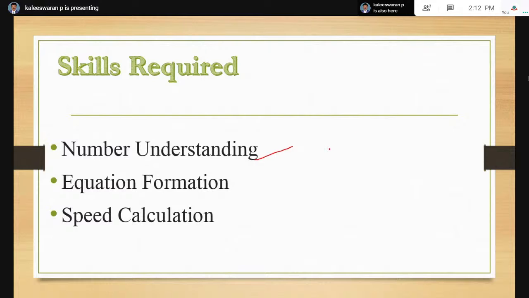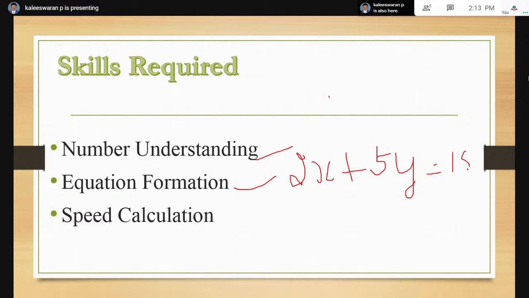And the second one is equation formation. Some questions, application-based questions, mathematical application-based questions, look like a story. You should write that story in mathematical format. Suppose a person has 2 apples and 5 bananas with a total cost of 150. 2 apples and 5 bananas. So you can take apple as x and banana as y. So 2x plus 5y.